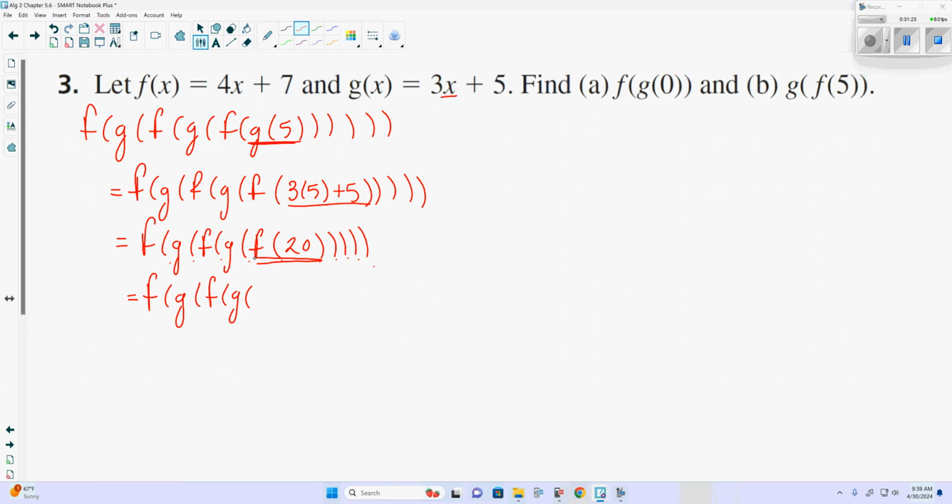Now we're looking at what? f of 20, yes? So we're going to plug 20 into our f of x, 4 times x plus 7, which would be 4 times 20 plus 7.